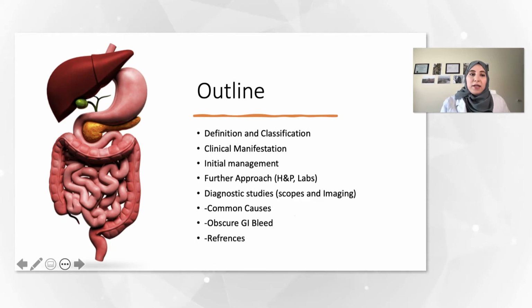So this is our outline as usual: definition and classification, clinical manifestation, initial management, further approach, diagnostic studies, common causes, obscure GI bleed, and then our references.